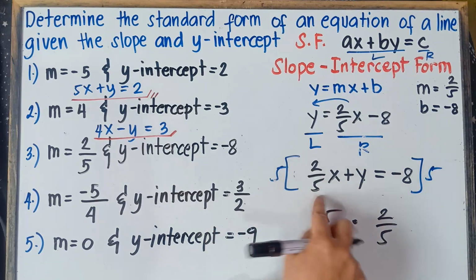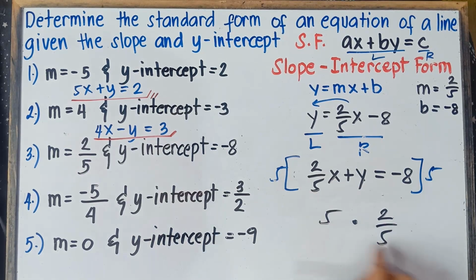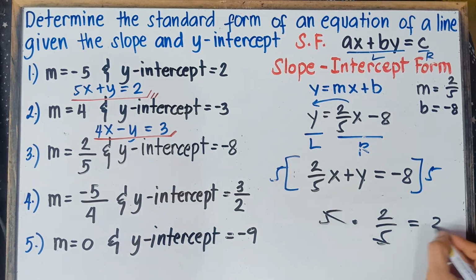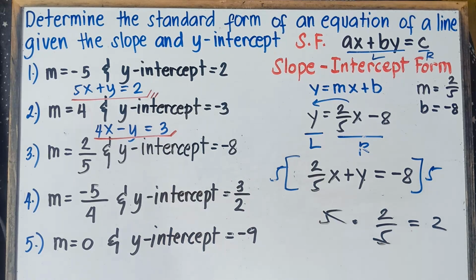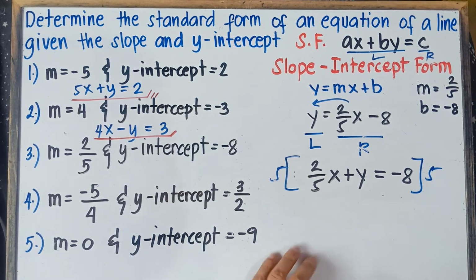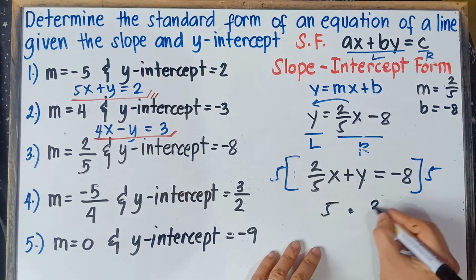Okay, sir, why can we cancel this out? Let's do that, class. We can simply cancel this out, and then the answer is 2, because 5 divided by 5 would be equal to 1. Or if you want the long method, let's do that, class. Long method: 5 multiplied by 2 over 5.